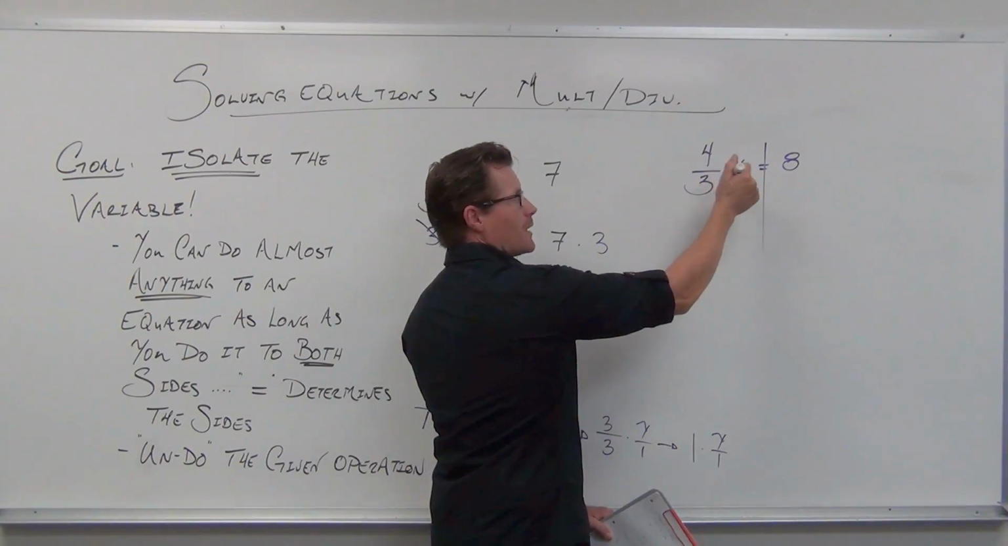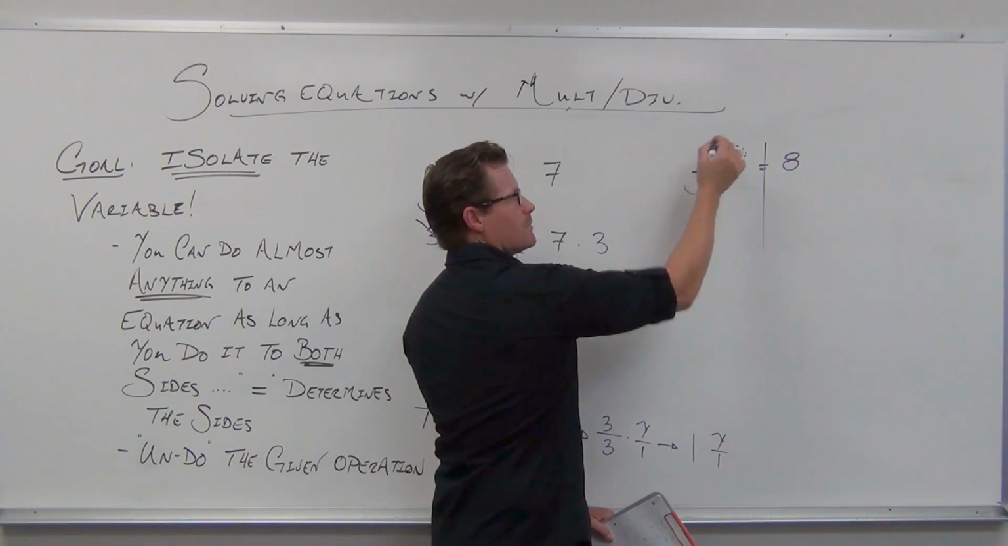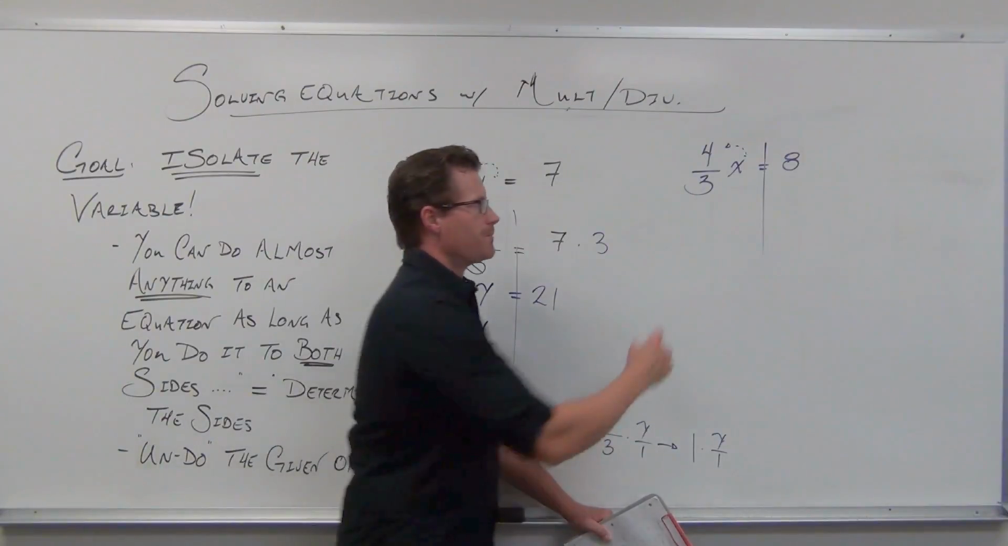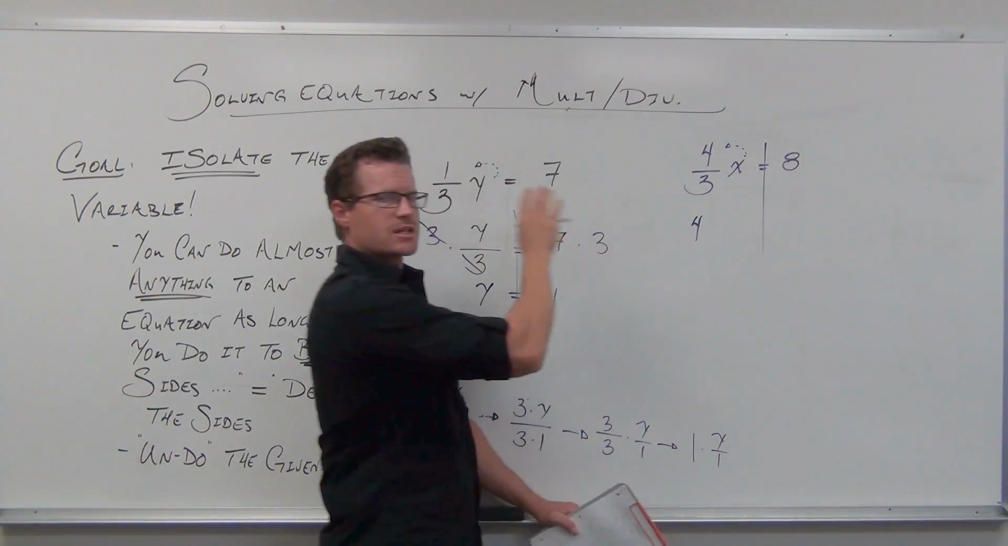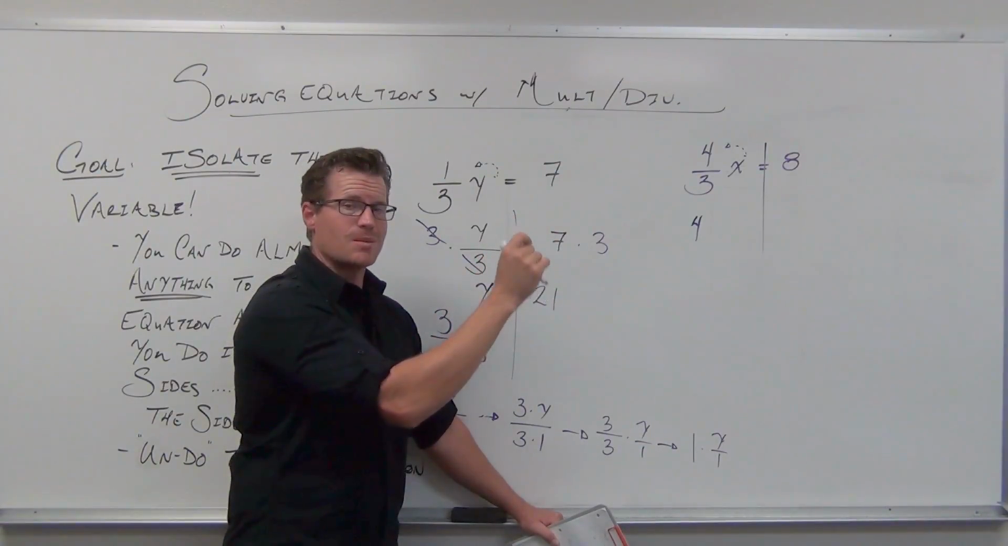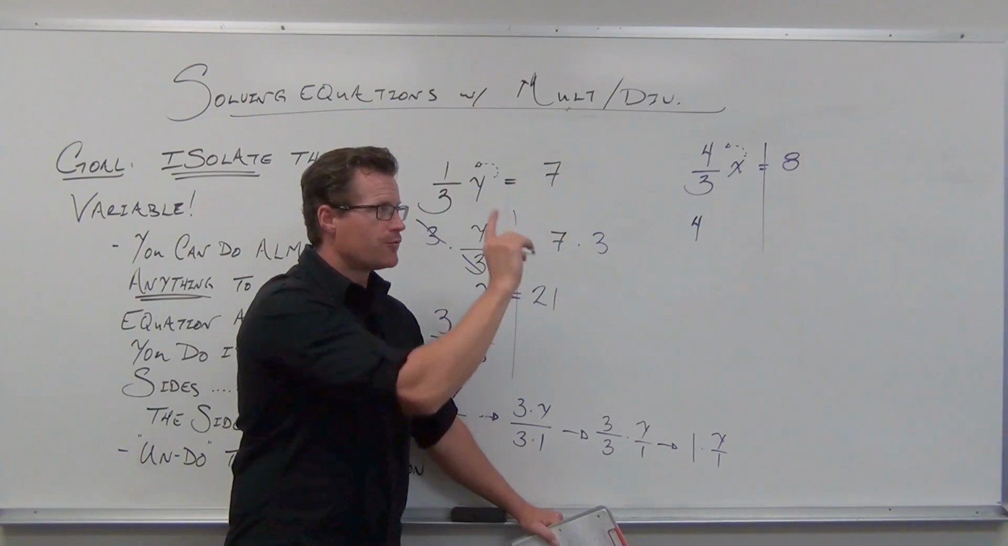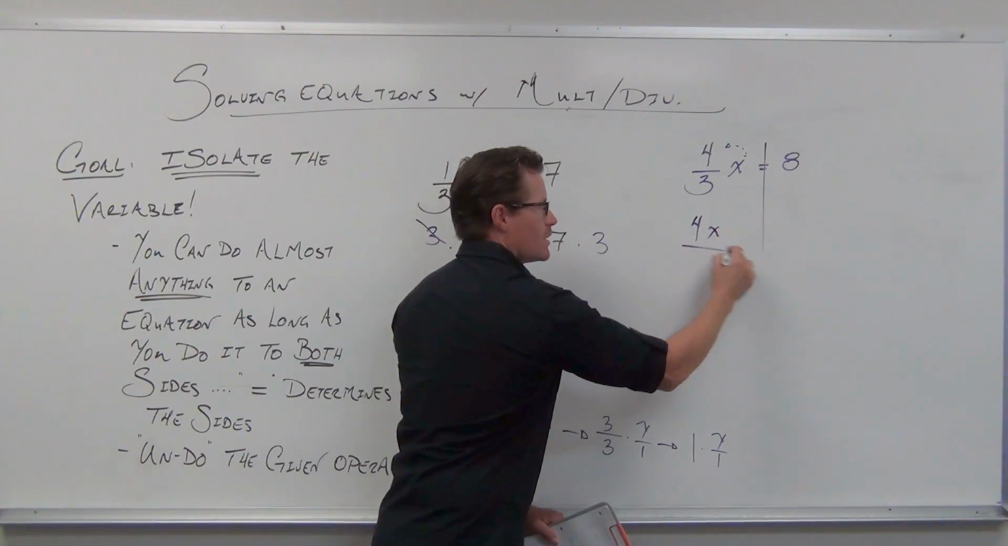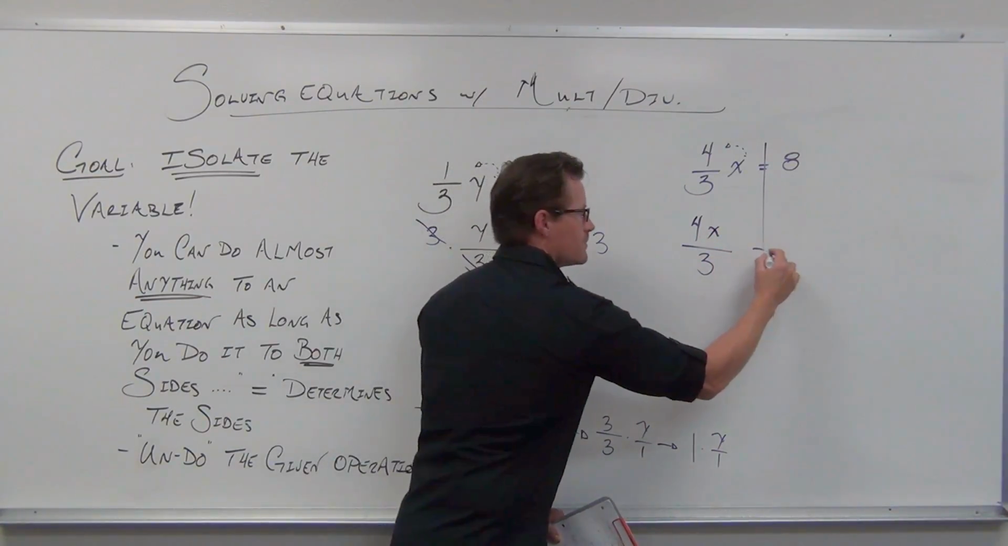Or, I wasn't lying to you before, move your variable to your numerator, for the same reason explained over here. You can watch that again. You'd have 4/3 times x over 1. 4 times x gives you 4x. 3 times 1 still gives you 3.